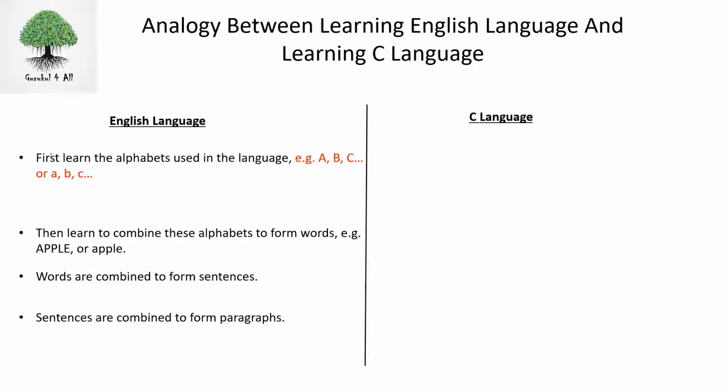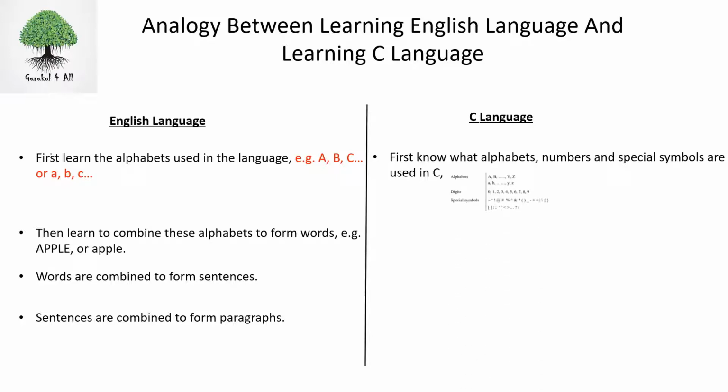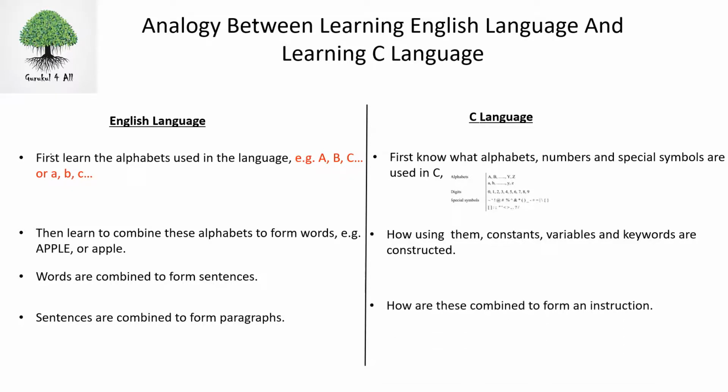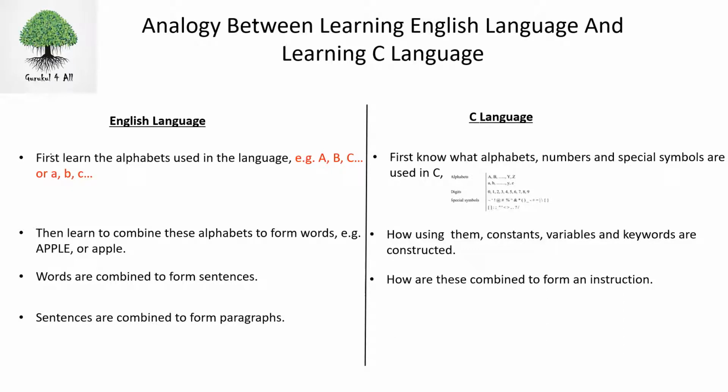Now let us see for C language. In C language, we learn alphabets, numbers, and special symbols, as you can see in this small picture. Now, these alphabets, numbers, and special symbols are combined to form constants, variables, and keywords. Now, these constants, variables, and keywords are combined to form an instruction. And many instructions are combined to form a program.